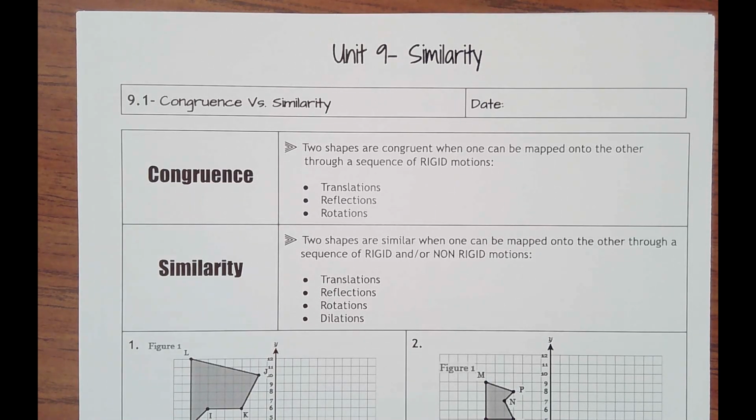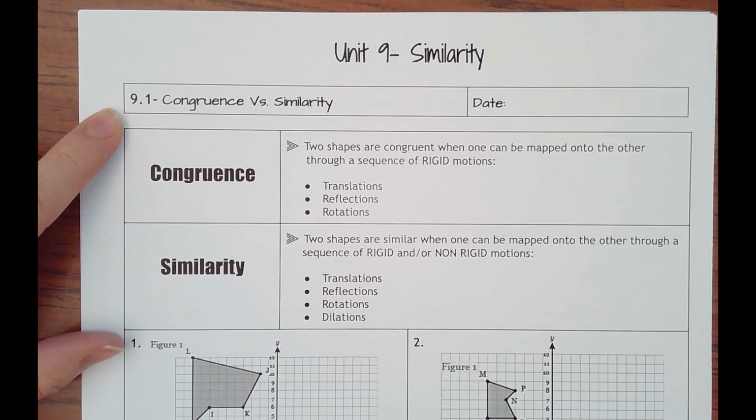Unit 9, Similarity. Similarity is actually something we've already been doing in the last unit with the dilations. Dilating something makes objects similar. But we need to first talk about, well, what's the difference between similarity versus congruence?